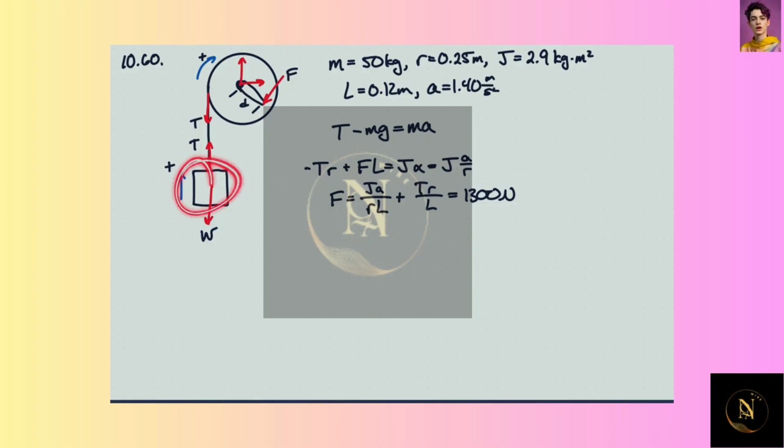The payload here weighs, or has a mass of, 50 kilograms. The radius of this pulley here is 1/4 of a meter, and we're given its mass moment of inertia, and that is 2.9 kilogram meters squared. The length of this handle is 0.12 meters, and we want to crank it so that the payload here accelerates upwards at 1.4 meters per second squared.